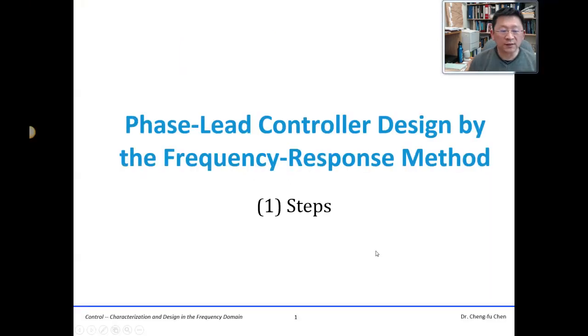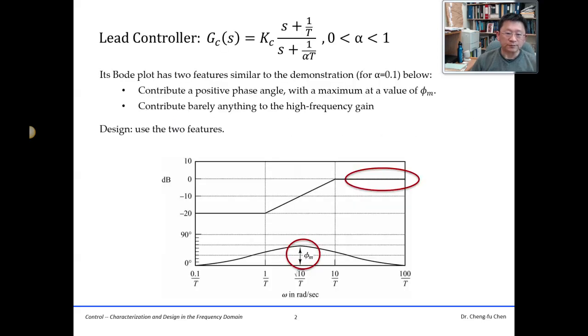Hello, everyone. Here we talk about the phase lead controller design in the frequency domain. This contains two portions. The first portion is about the introduction of the steps. The second portion is to use one example to demonstrate these steps.